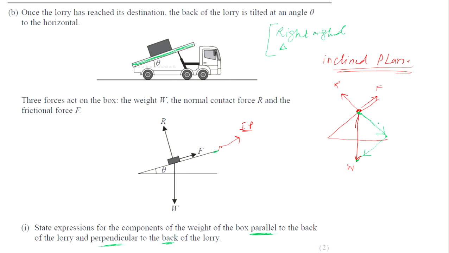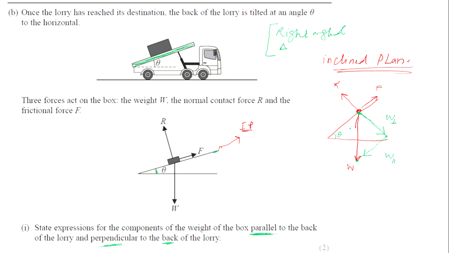Clearly this component is perpendicular to the plane, or perpendicular to the back of the lorry, so you can call it component W perpendicular, and this component is acting parallel, so you can give it the symbol W parallel. These are just symbols, you can say W1 W2, it's your choice. And now what should be the values of these components? Remember, this angle is theta, which the inclined plane is making. That means this angle is theta.